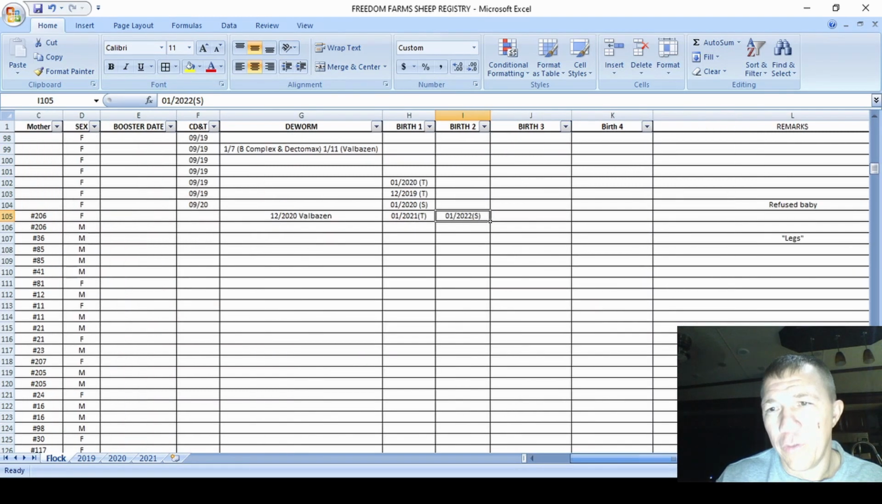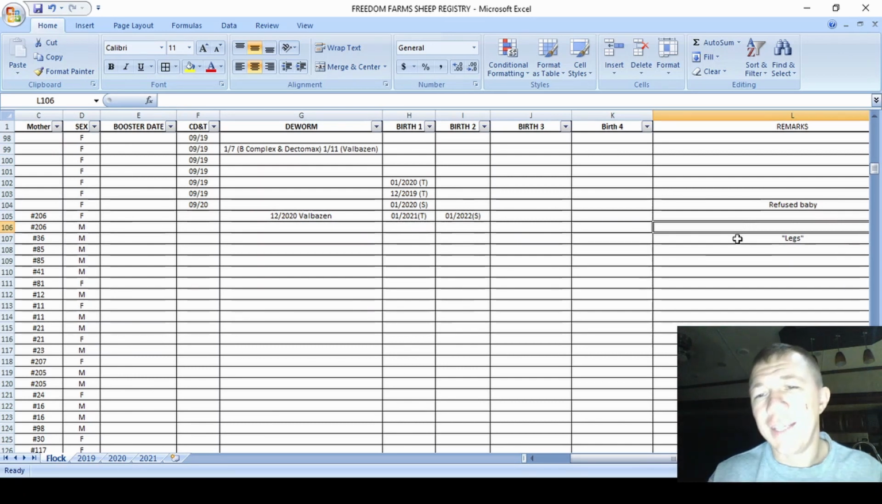The next column over is remarks. So for instance, she doesn't have anything in remarks. This one right here has a name, Legs. Legs was a massive baby born last year. He was a huge ram, and we actually kept him and used him for breeding. We got rid of his mom. But if they're over here and they have nothing in that remarks column, that means there's nothing unusual going on with them, and there's nothing outstanding that draws attention to them.